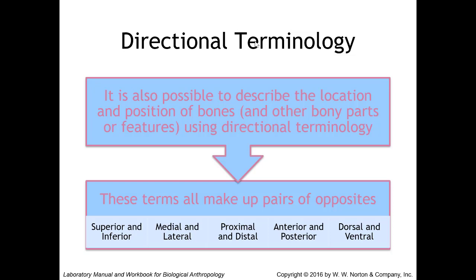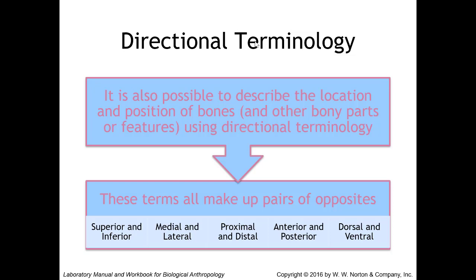Bones that are superior are located higher on the axis, they're higher than bones that are inferior. So again, you're going to say something like the cervical vertebrae are superior to the thoracic vertebrae, or the patella is inferior to the femur, something like that. So that's how we're going to be talking from here on out.